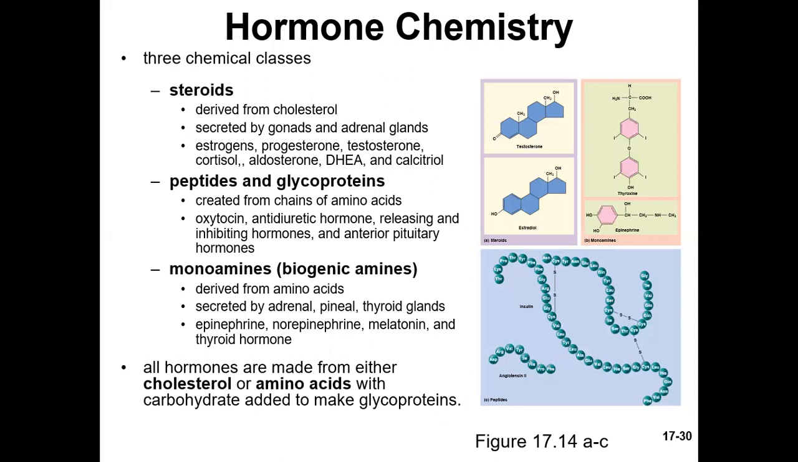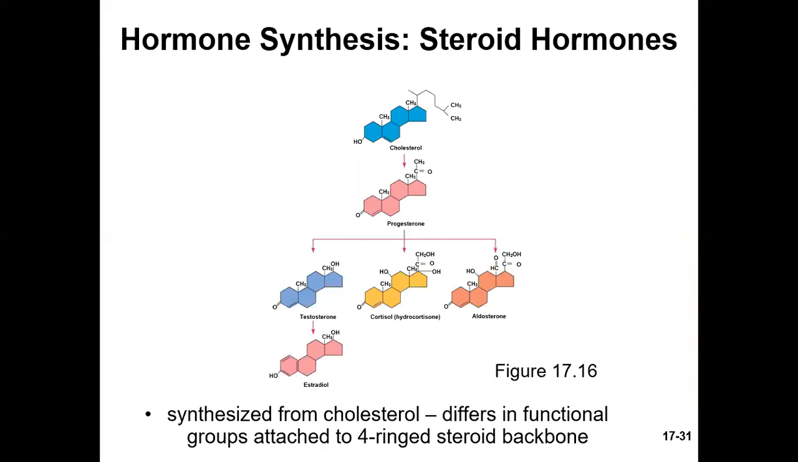All hormones are made from either cholesterol or amino acids with carbohydrate added to make glycoproteins. So in order for your body to have resources to respond appropriately, deliver the message, and not go into fatigue and shutdown, we need cholesterol to be available to be produced, and we need particular high quality proteins. So this is an important little map here too.